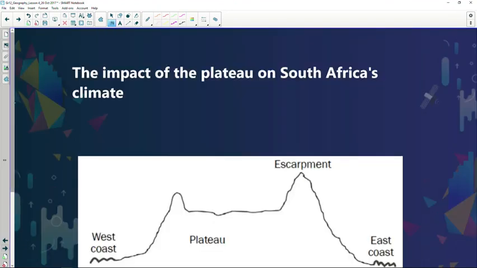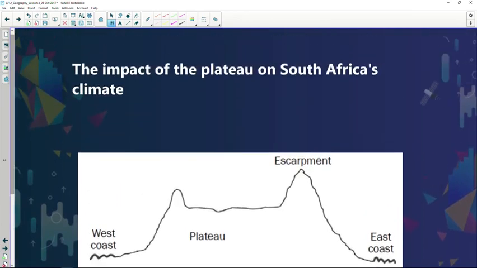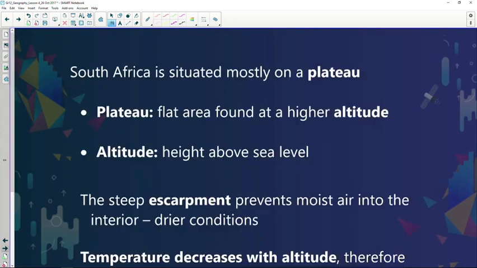Now, our next factor that plays a huge role on South Africa's climate is the impact of the plateau. First of all, let's just quickly define plateau. It's a flat area on a higher altitude. And altitude means height above sea level. Now, obviously, when you're down at the coast with your feet in the sand, you're basically 0 meters above sea level because the sea is right next to you. And as soon as you go up, there's altitude.